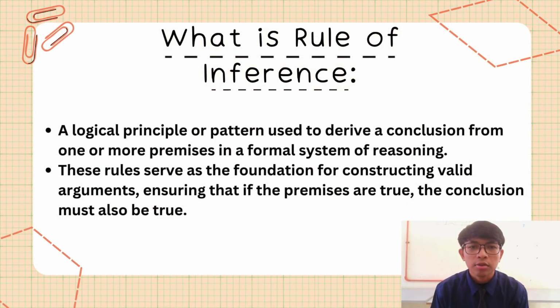Okay, now let's go through rule of inference. What is the rule of inference? It is a logical principle or pattern used to derive a conclusion from one or more premises in a formal system of reasoning. These rules serve as the foundation for constructing valid argument, ensuring that if the premises are true, the conclusion must also be true.